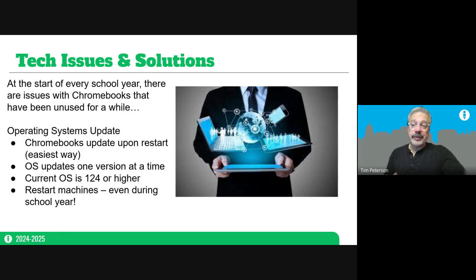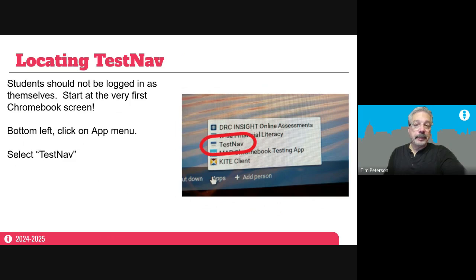Closing the Chromebook does not restart it. Most students will just close their Chromebook and think that it's going to turn back on and restart. That is not a restart. You'll have to use the power button in the upper right-hand corner of the keyboard. Once you've done that, you're ready to roll into assessing.